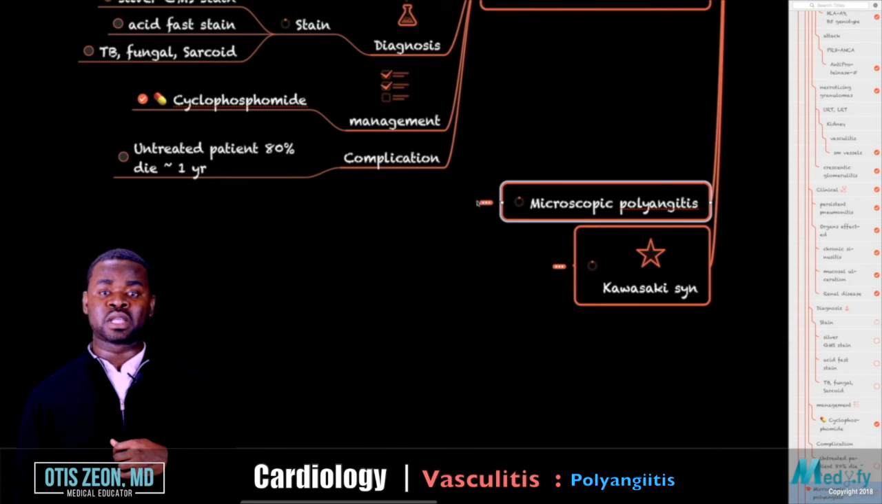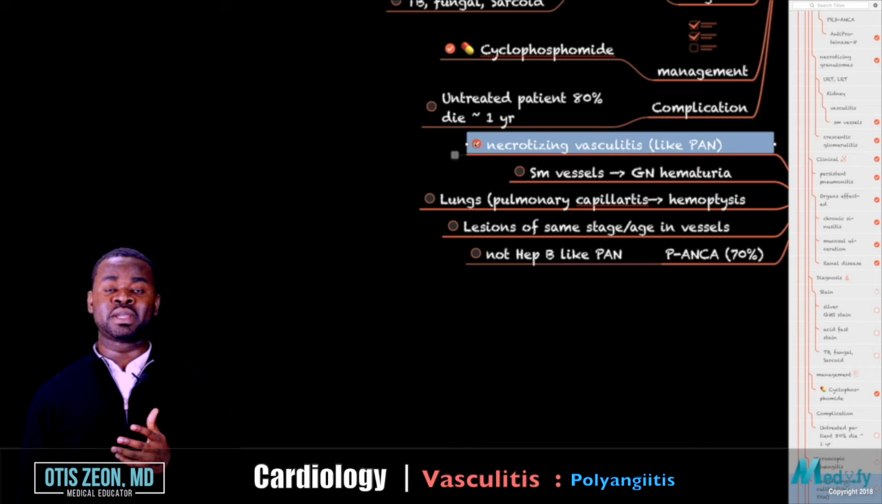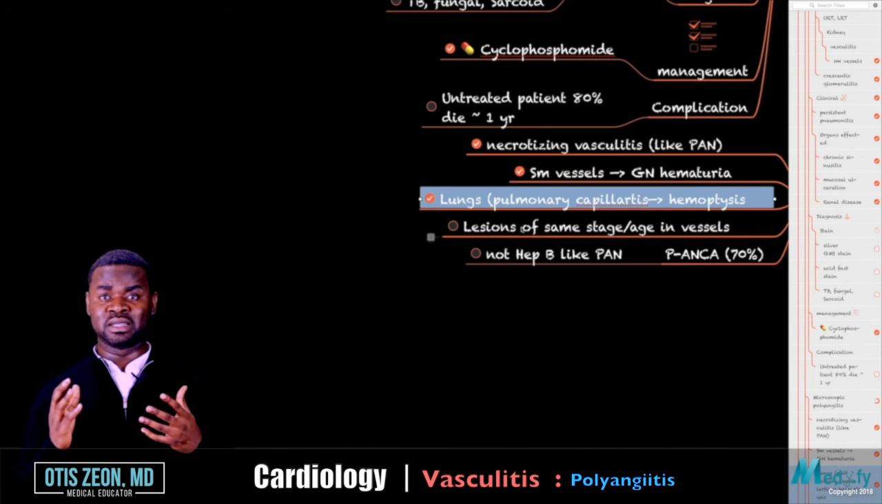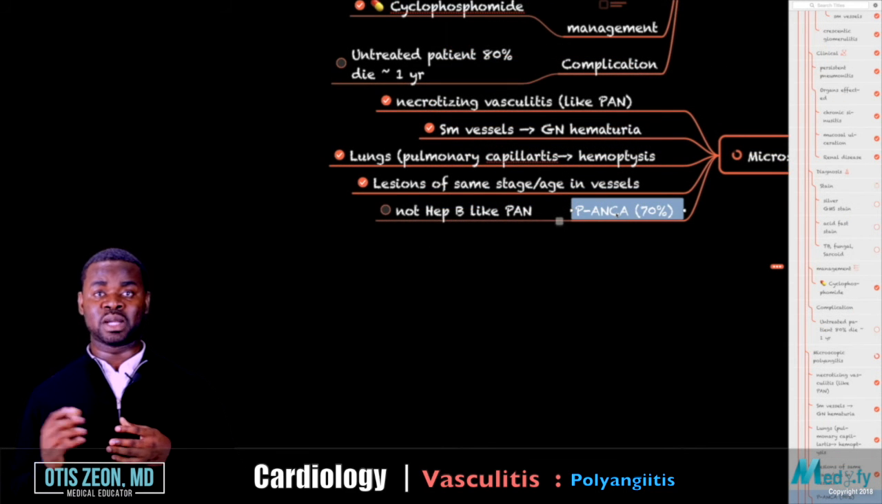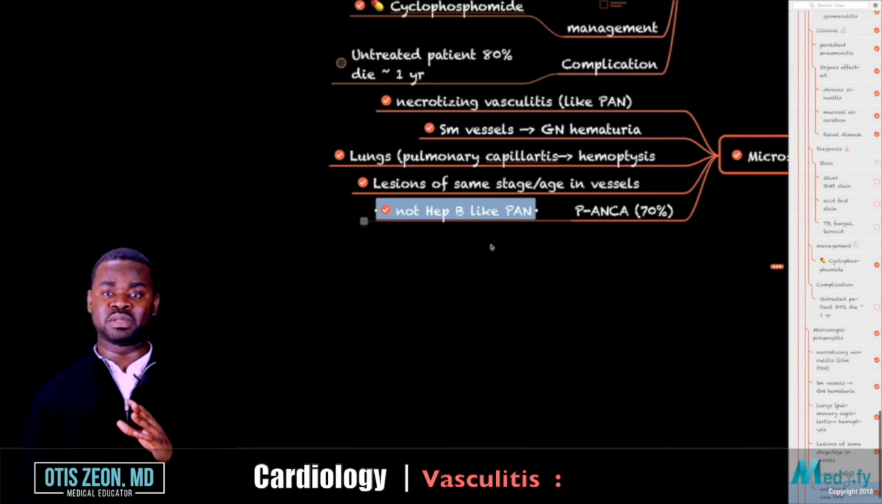The next one is microscopic polyangiitis. It's a small vessel vasculitis. It's not very high yield, but it's a necrotizing vasculitis that mimics polyarteritis nodosa. Small vessel vasculitis, as we said, can affect the lungs. It can affect different areas. There's a mnemonic for it called BLINK: the brain, the lungs, the intestines, the nervous system, the kidneys, the BLINK. Now we talked about polyangiitis with granulomatosis, Wegener's, associated with C-ANCA. This one is associated with P-ANCA in 70% of the cases, and is not associated with hepatitis B.